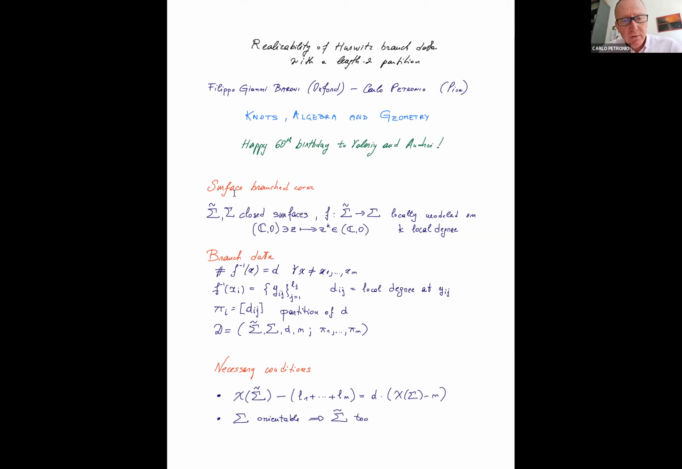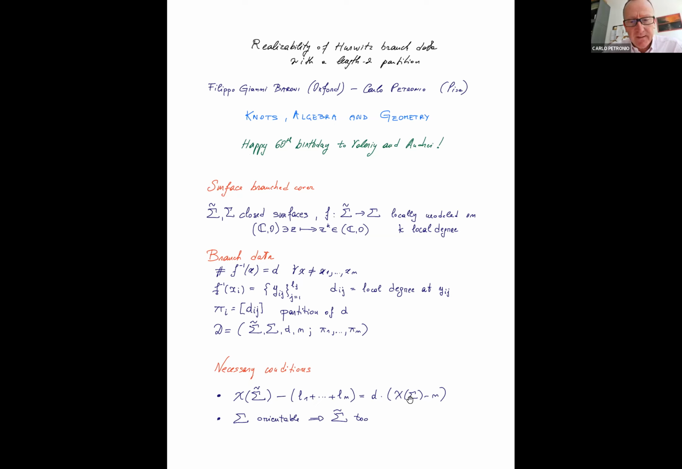And so the combinatorial datum will be this set: sigma twiddle, sigma, d, n, and then the partitions of D given by these local degrees. So given f, I construct this combinatorial datum. And it's easy to see that this must satisfy certain necessary conditions, which are, in the first place, the Riemann-Hurwitz condition, which is stated in the first line here. It can be expressed in many ways; I express it here using Euler characteristic.